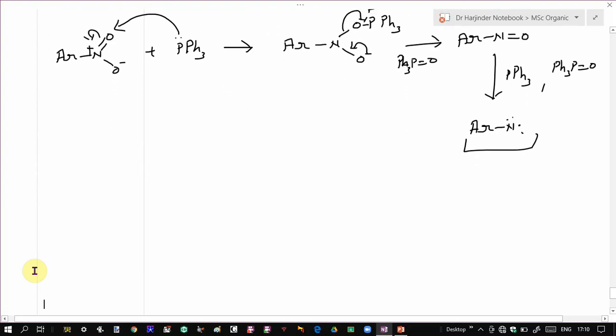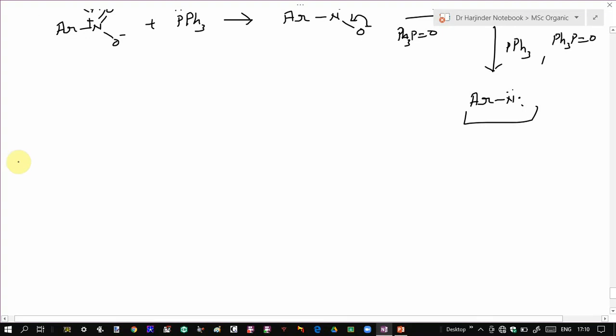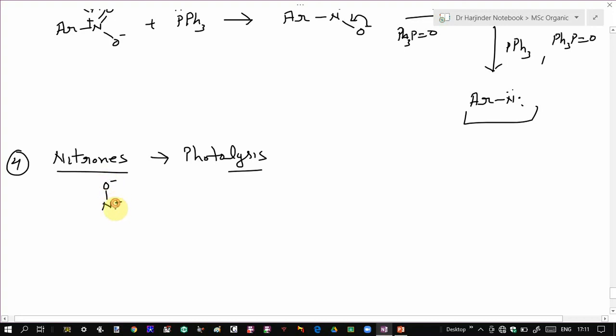We can also prepare these nitrenes from nitrones, by their photolysis. Photolysis means breaking bonds in presence of light. So what are nitrones? Nitrones are compounds which have a nitrogen-oxygen bond, with nitrogen positive and oxygen negative charges. That is why they are called nitrones.